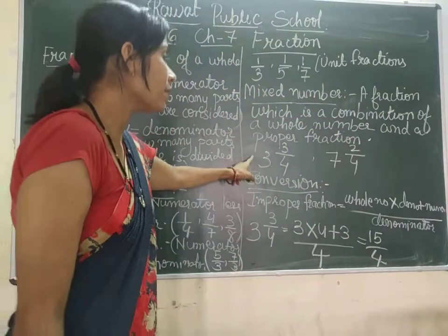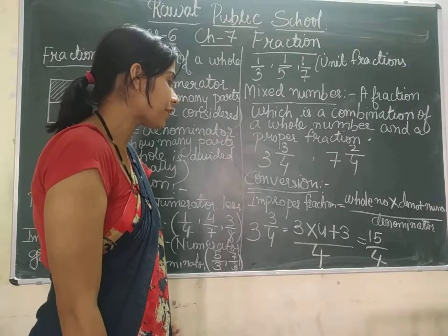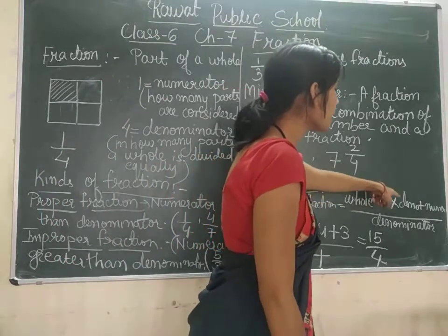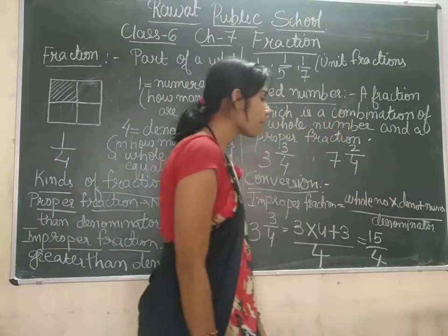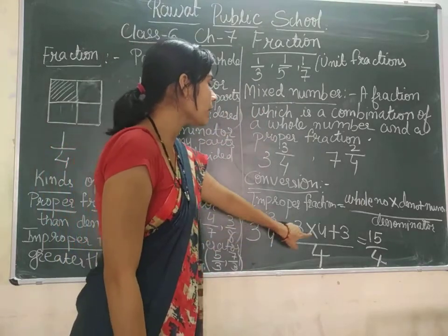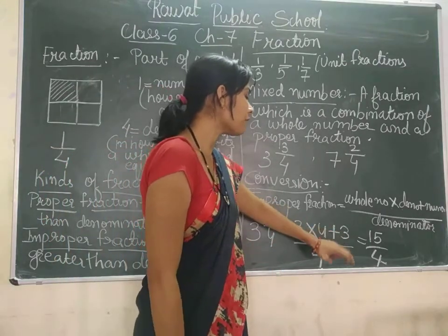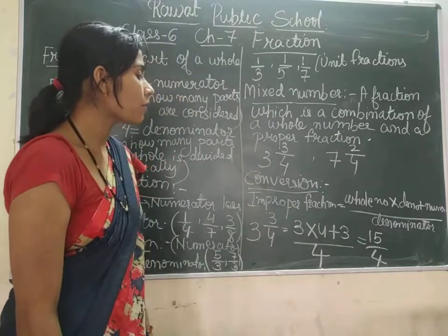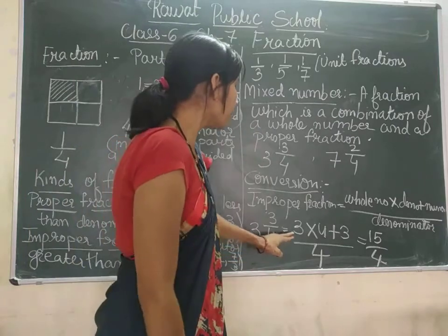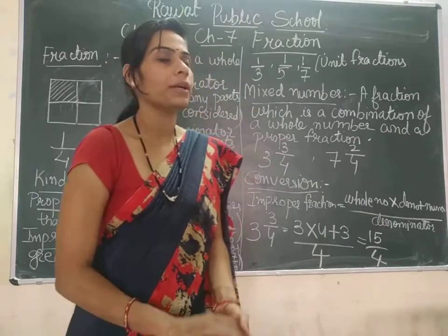Now, we will do what? How can we convert a mixed number to an improper fraction? That is the formula: improper fraction is equal to whole number into denominator plus numerator, upon denominator. For example, we have taken 3 3/4. 3 into 4 plus 3 upon 4. 3 into 4 is 12, 12 plus 3 is 15, 15 by 4. So how can we convert a mixed number into an improper fraction? Whole number into denominator plus numerator, divided by denominator.